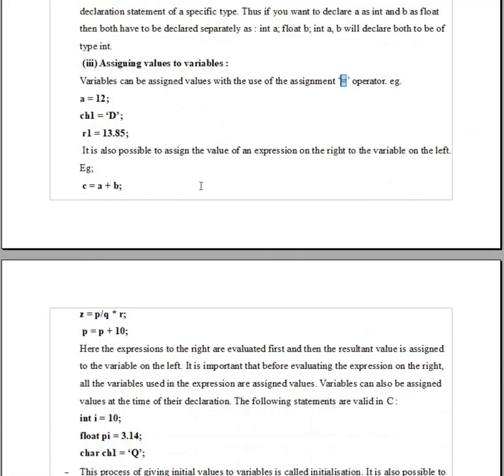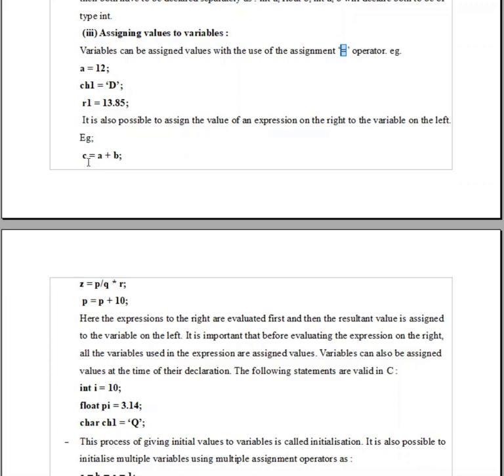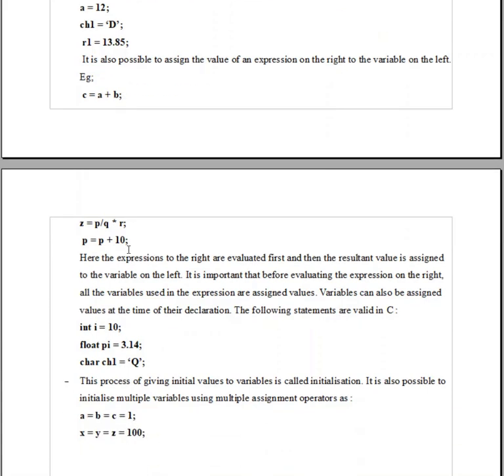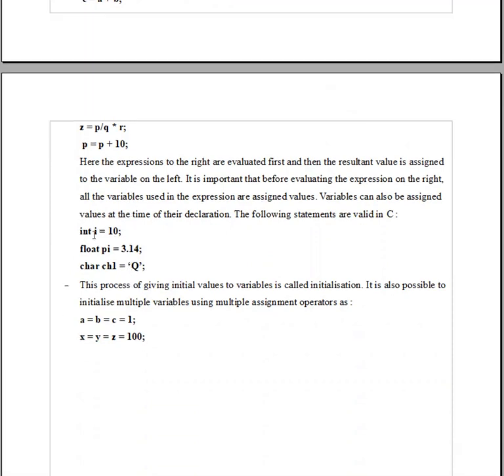Sometimes we can also assign an expression value. It means we have a variable c, and to it we assign the value a plus b. Say we have two variables, a and b, and to the variable c we assign the sum of the variables a and b. Now a and b can be variables or they can also be values. So this way we can also assign a value to a variable.